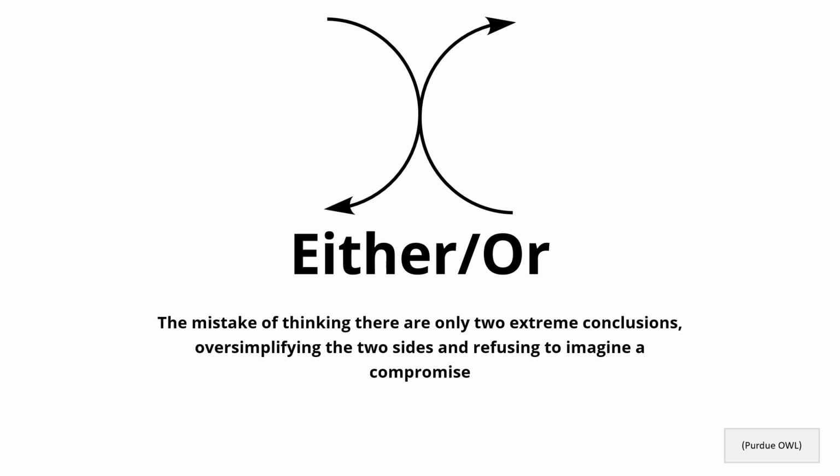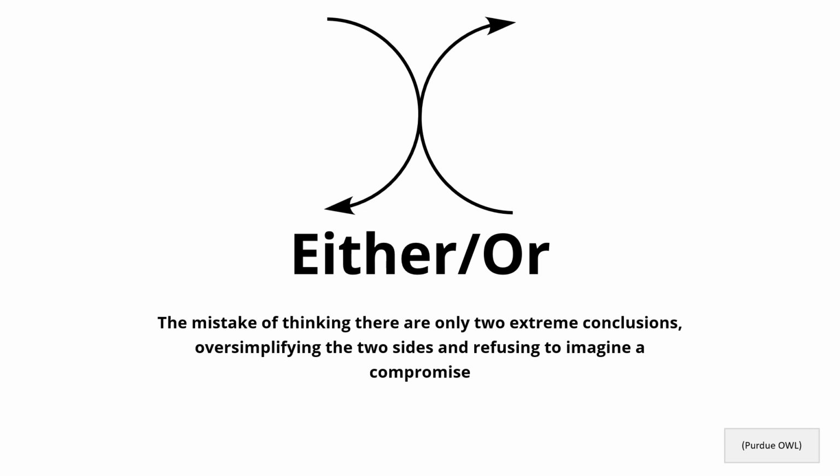Either or. This logical fallacy is the mistake of thinking there are only two extreme conclusions, oversimplifying the two sides and refusing to imagine a compromise in the middle. So here I used an example of two arrows going in opposite directions and there's no overlap in the areas that they cover. That's that either or thinking.